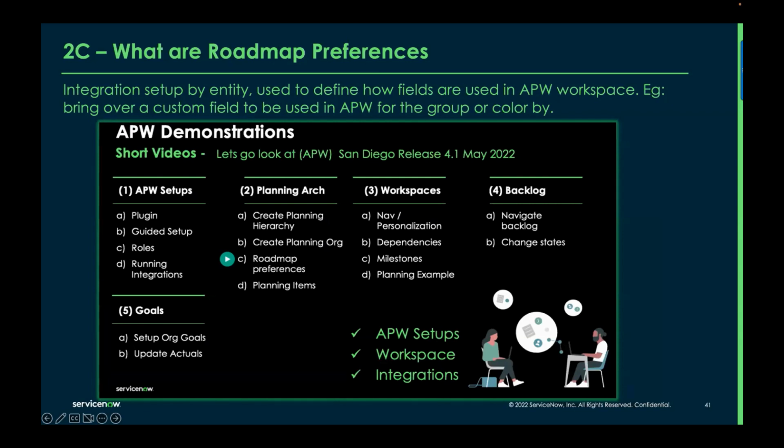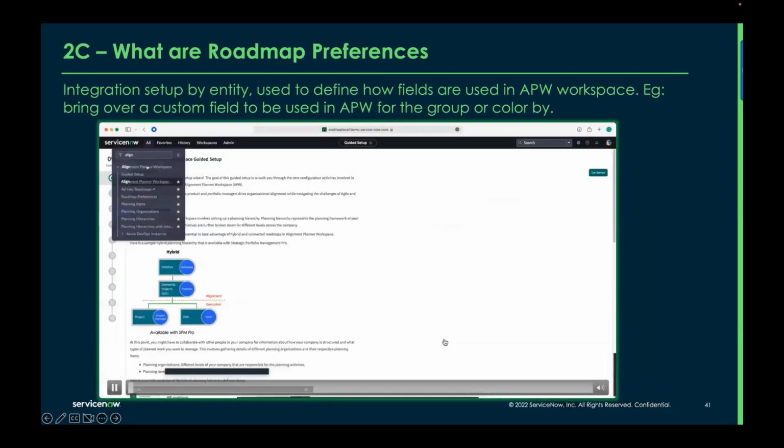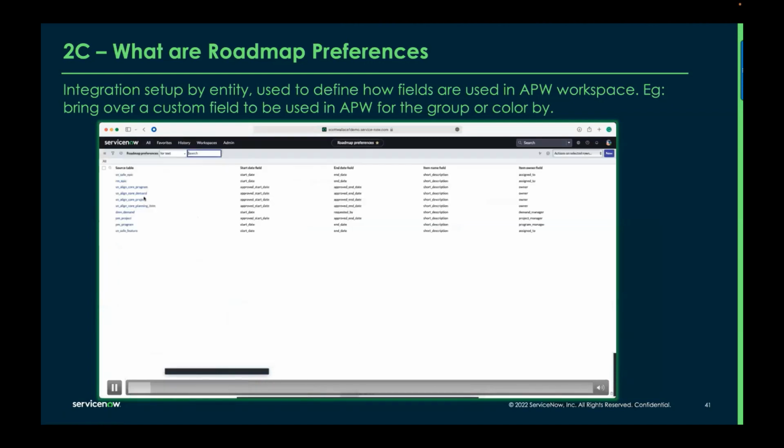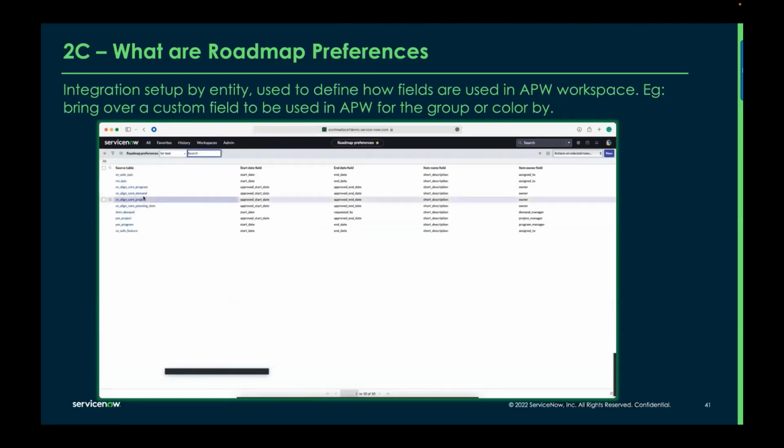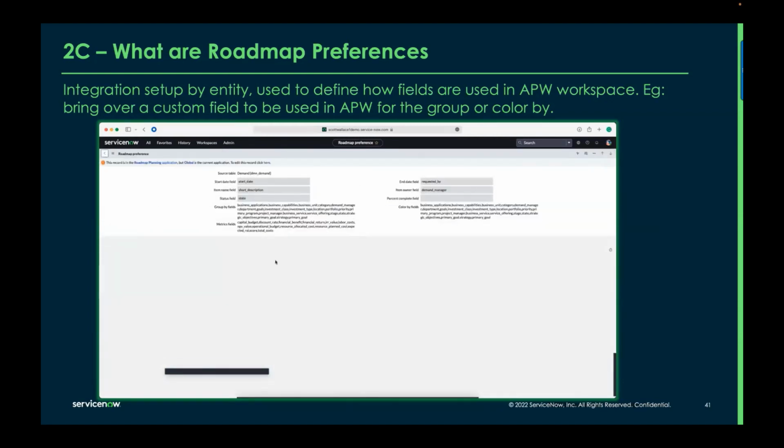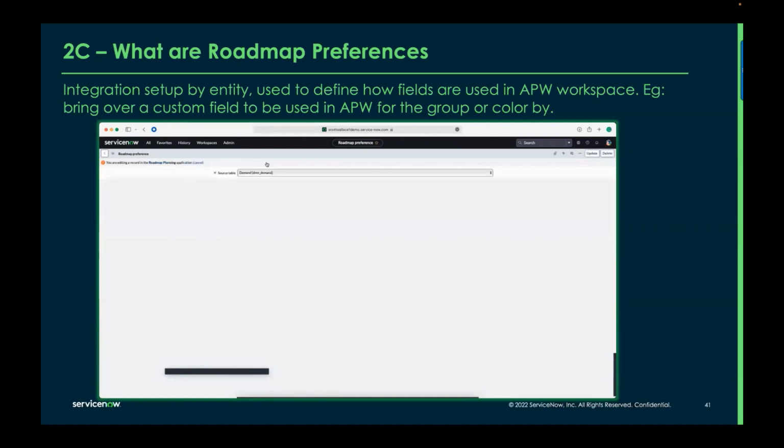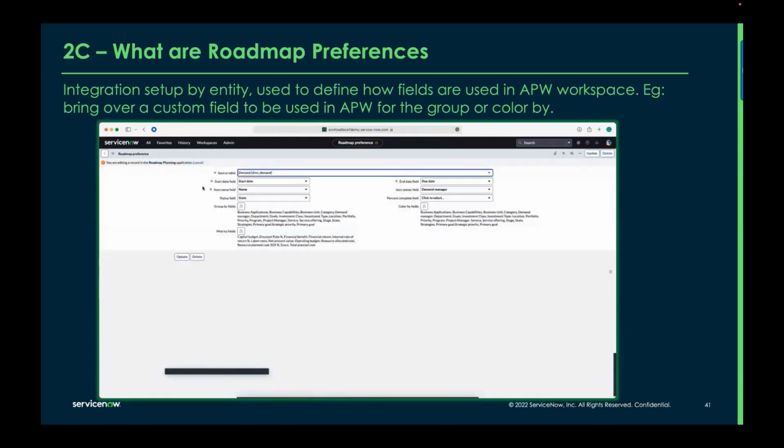So let's look at roadmap preferences, right? So what are roadmap preferences? The simplest way to say it is it's the information that gets carried across an integration and what's in the integration. My example here is what I'm bringing in from demand. Out of the box, it brings in what to group by and color by. What if, for example, I want to group by location?